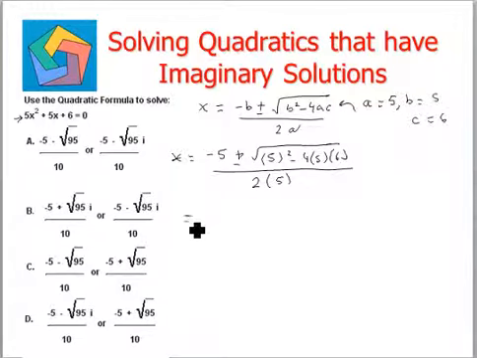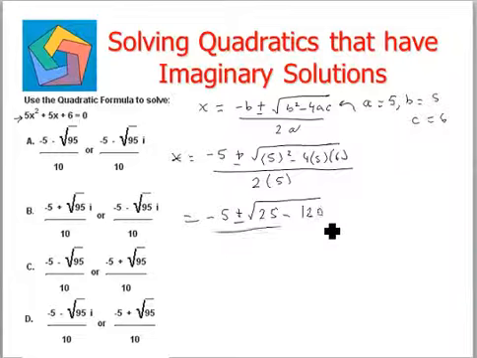This is equal to negative 5 plus or minus the square root of 5 squared, which is 25, minus 4 times 5, which is 20, and 20 times 6 is 120, over 2 times 5, which is 10. So we write it over here. This is equal to negative 5 plus or minus the square root of 25 minus 120, which is negative 95, divided by 10.